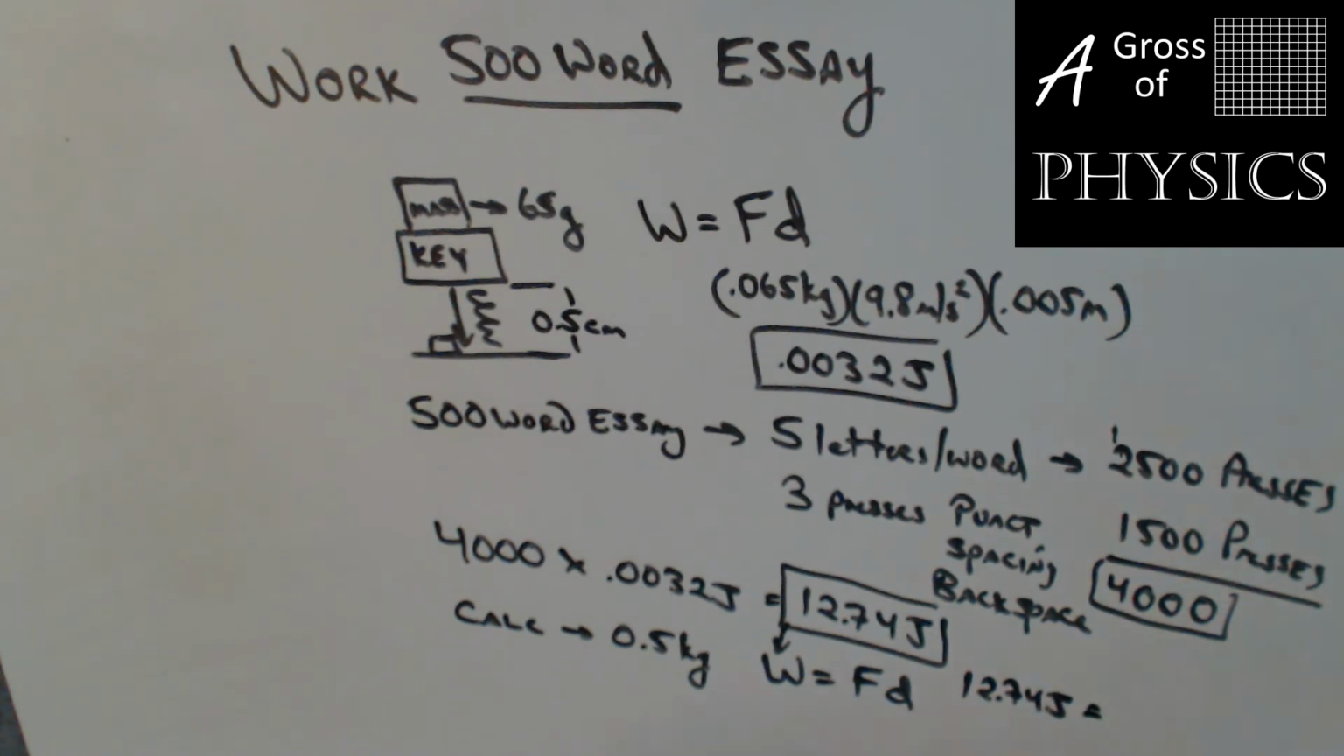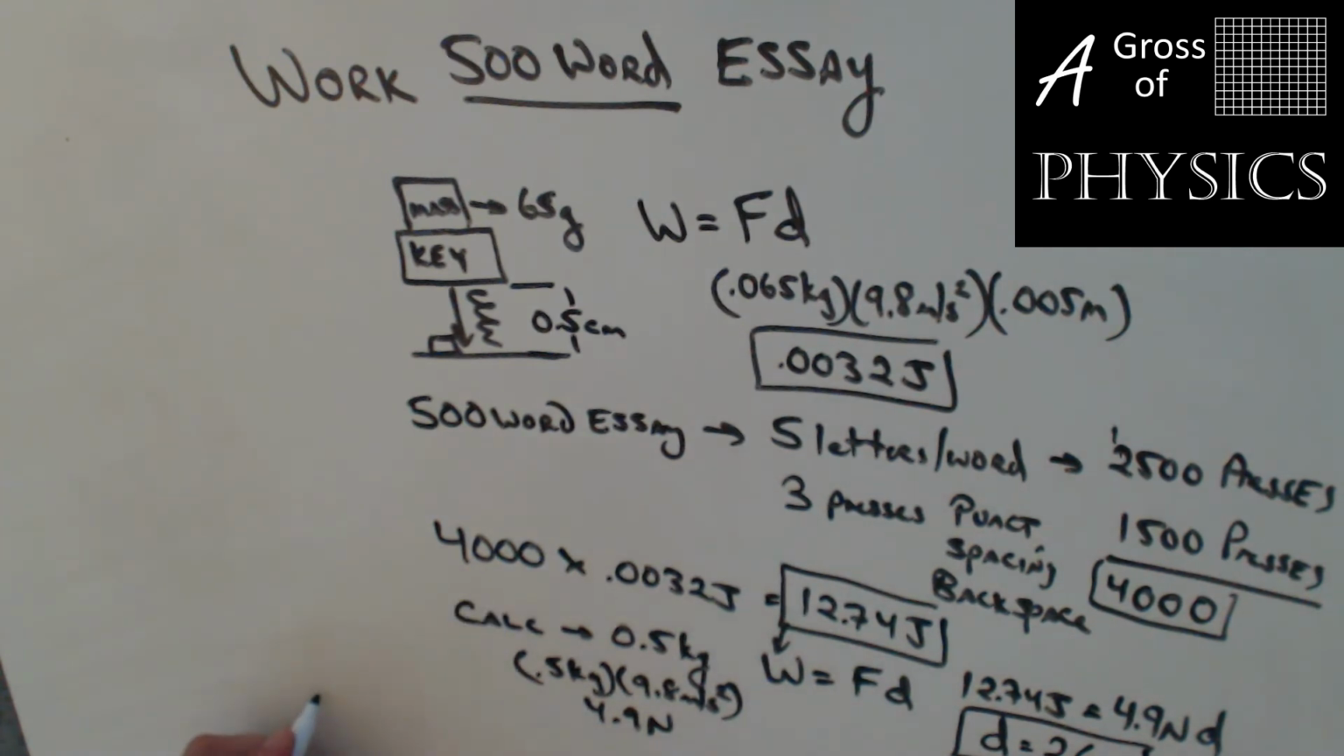The force, you'd have to overcome 0.5 times 9.8. And if we did 0.5 times 9.8, you get 4.9 newtons. So the force is 4.9 newtons times D. So 12.74 divided by 4.9 gets me the distance of 2.6 meters. And I'll write that over here. 2.6 meters is the distance we'd have to lift the calculator.